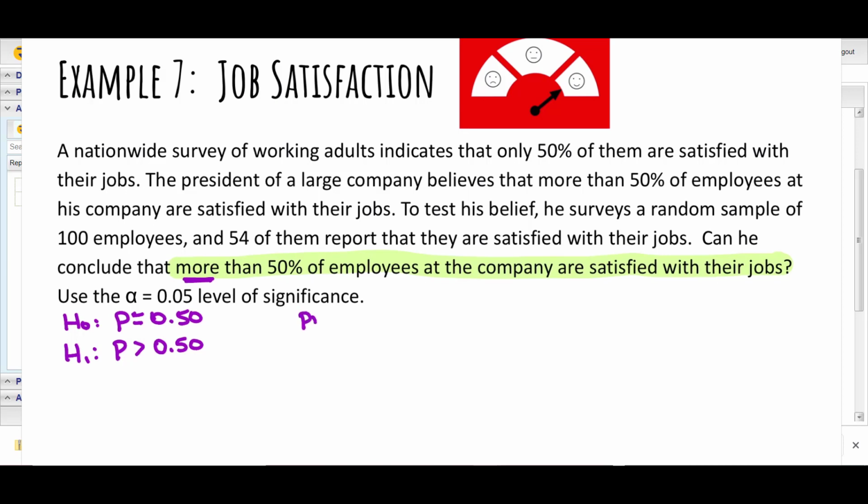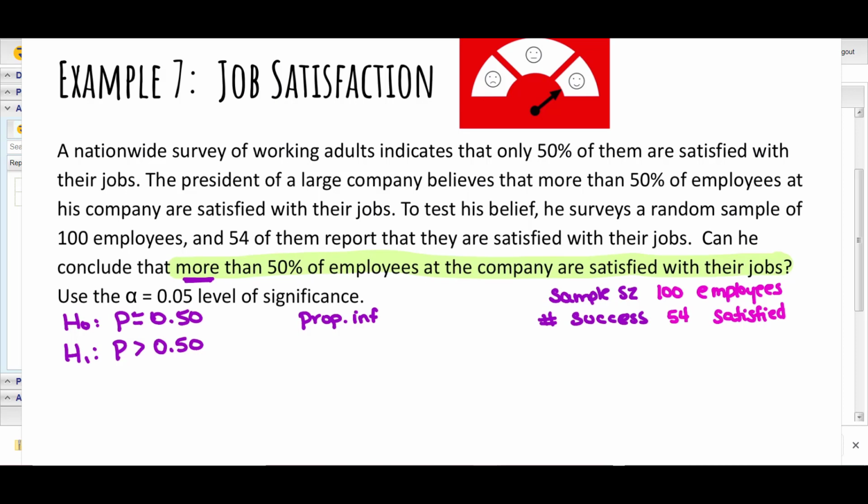Now, this time I'm going to do a proportion inference instead of a mean inference. And it's going to ask for a few things. It's going to ask for sample size and then the number of successes, and then it's going to ask us to label these. So the sample size is 100 employees, and 54 of them report that they are satisfied. I'm writing those labels down because you have to put labels in for this.